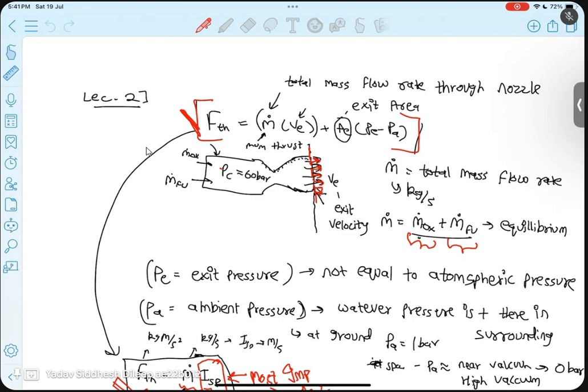Okay, so first thing, am I audible properly? No reverberation? Cool.